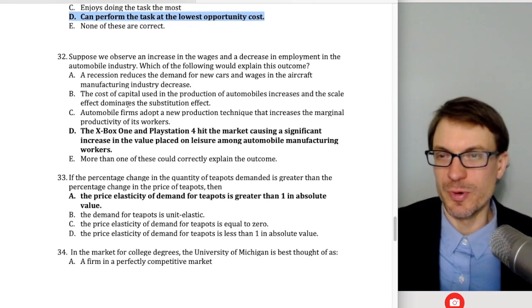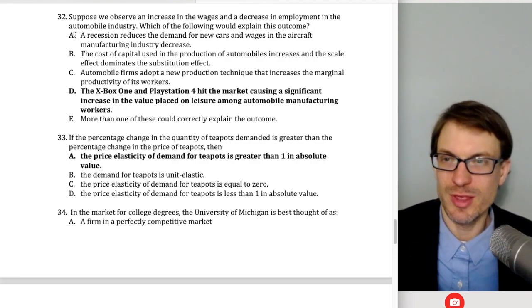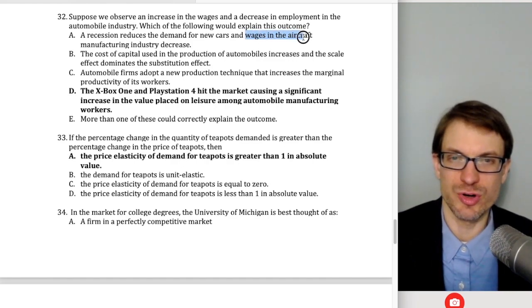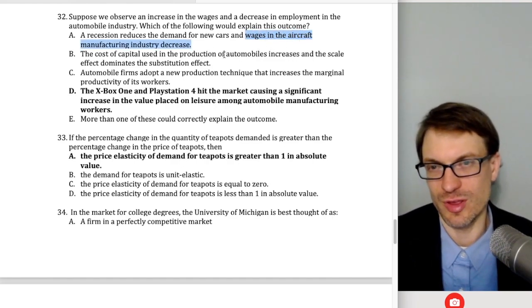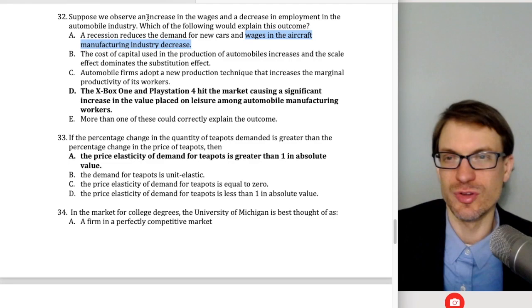All right, so suppose we observe an increase in wage and a decrease in employment in the automobile industry. Which of the following would explain this outcome? A: Recession reduces demand for new cars, and wages in the aircraft manufacturing industry decrease. So a recession reducing the demand for new cars is going to cause a leftward shift of the labor demand curve. That would tend towards a decrease in wages and a decrease in employment. Wages in the aircraft manufacturing industry decreasing means more workers from the aircraft industry will try to go into auto manufacturing, so they'll increase the labor supply. An increase in labor supply would also lead to a decrease in wages. So it can't be A because we need an increase in wages.